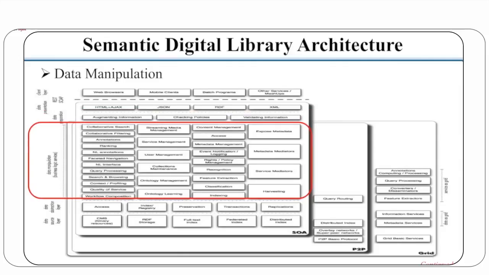Data manipulation. The data manipulation level is the most developed layer of the semantic digital library model.